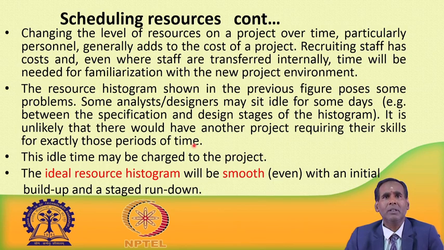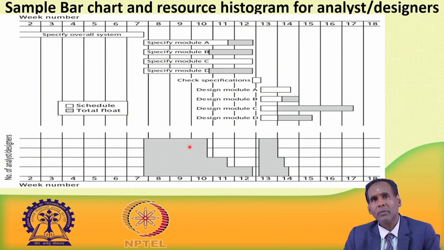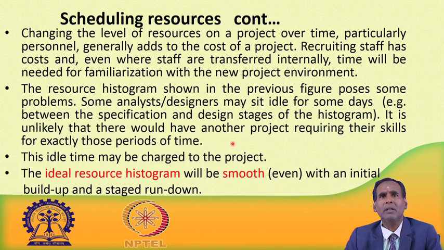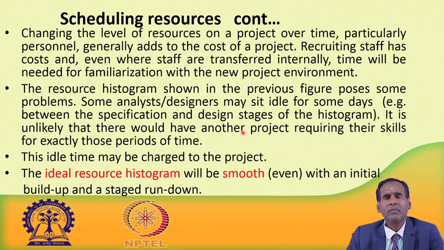So, that is why we have to smoothen this, because there are so many peaks and ups and downs. If we can make it even, make it uniform, then probably this idle time will be less. So, now let us see how we can minimize the idle time. What should be the ideal resource histogram?